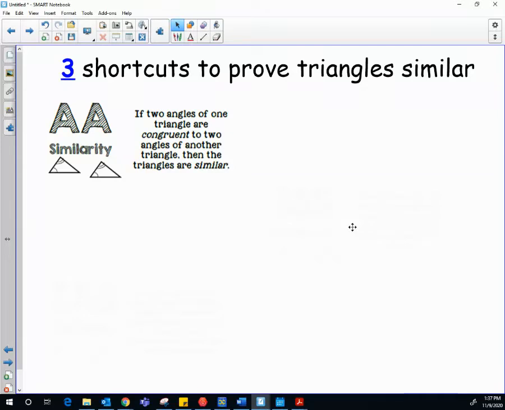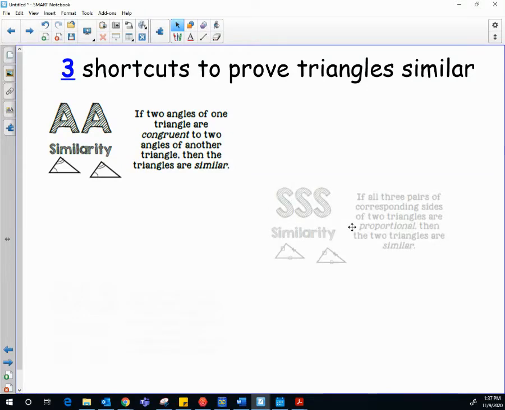The next way you can determine if triangles are similar is by side-side-side similarity. We know congruent triangles also had a side-side-side, but this one's a little different. Here, you need 3 sets of sides that are proportional to each other. So you have to actually check the ratio to make sure the sides are proportional, versus when they were congruent, you were just looking at 3 congruent sides.